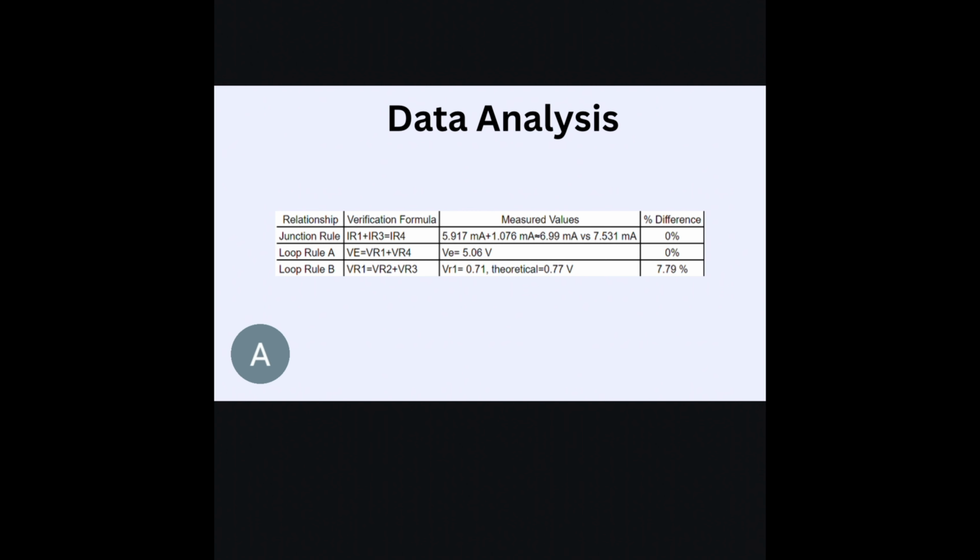Finally, we analyzed loop rule B, comparing the voltage going through resistor 1 against the sum of the voltage going through resistors 2 and 3. Here, our measured value of 0.71 volts was compared against the theoretical expectation of 0.77 volts. This resulted in a 7.79% difference. While this is our largest margin of error for this slide, it remains well within the standard 10% tolerance typical for physical resistors. This small discrepancy is likely due to the internal resistance of the leads or minor fluctuations in the multimeter's position at lower voltage ranges.